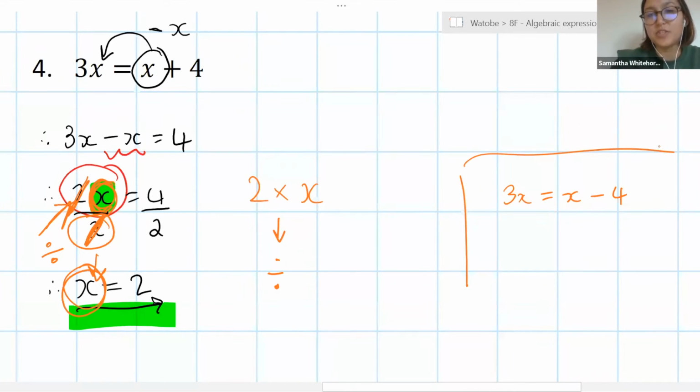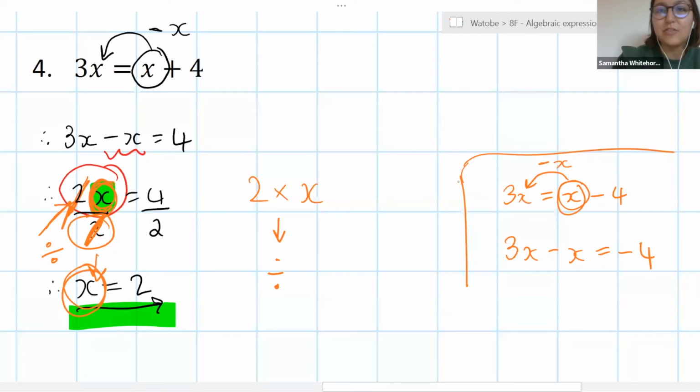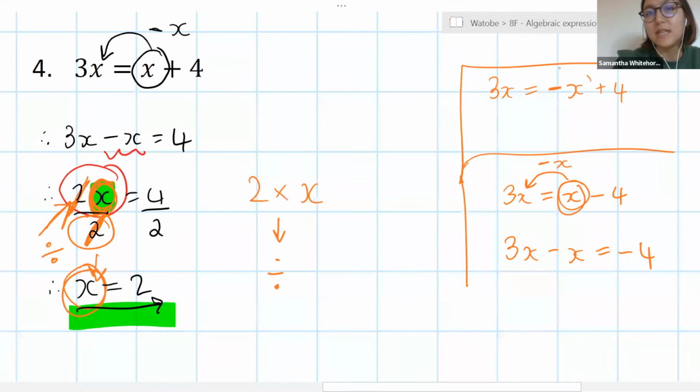In the example you've just given me, which I've scribbled on the side there, this x is still a plus x, so when you bring it over, it will still be minus x. So it'll be 3x minus x equals minus 4. The only time it'll be plus x is if your equation had been 3x equals minus x plus 4, because then when you bring that x over, we change the sign, so it becomes plus x. Does that make sense?